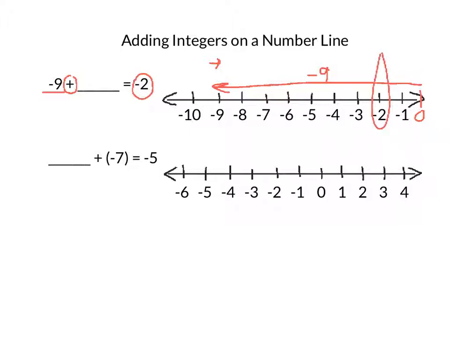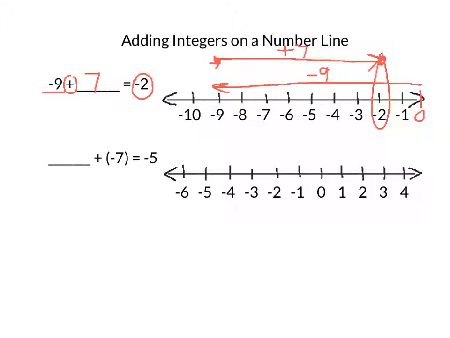So what I do is I put a dot here and a dot here, and then I draw a line in between them. And so we were facing right, and we went right 7. So this is plus 7. So my missing number is 7. Easy enough, right?